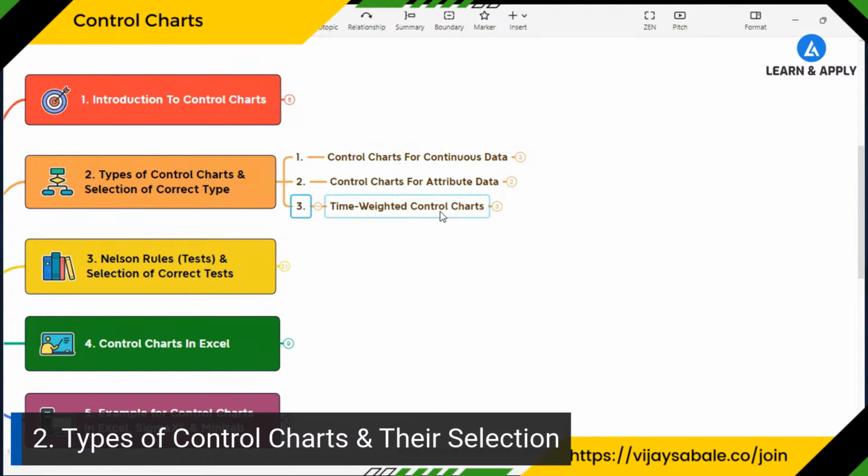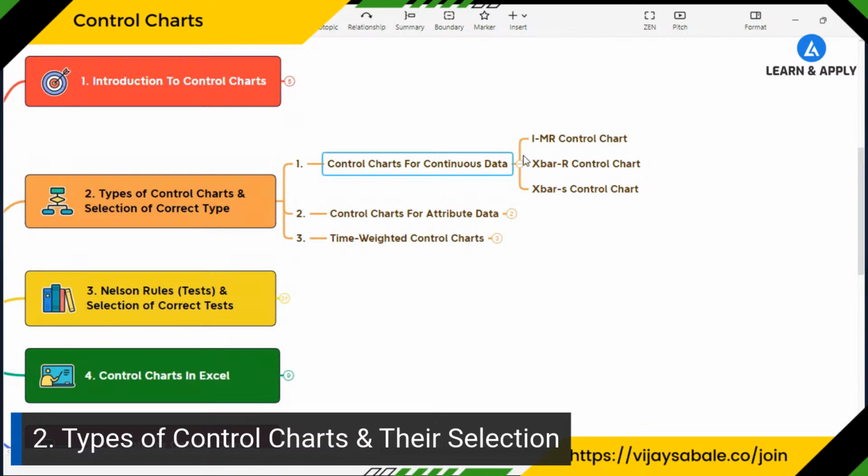These control charts are more sensitive compared to these two control charts, and if you want to detect very small differences, variation in our processes, then we are going to use the time weighted control chart. Now let's come back to the point. If you are discussing the control chart for continuous data, there are three important control charts available.